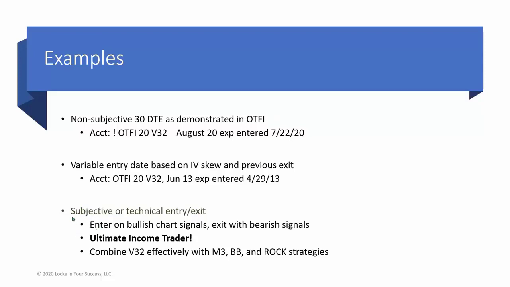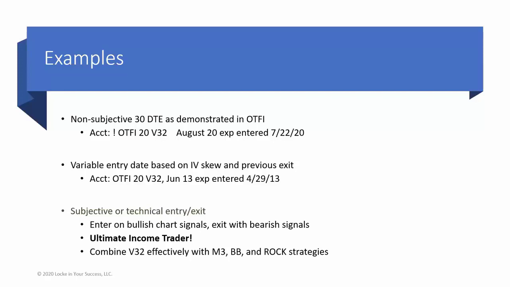Yep. When we're subjective, some of the things that we can do is we can enter on bullish chart signals. We can exit on bearish chart signals, right? So rather than going, I'm going to enter 30 days to expiration, we can say, oh, we have a bullish chart signal today, I'm going to enter it. And then when we get to a point where a certain rally or a cycle is exhausted, we can exit that way.